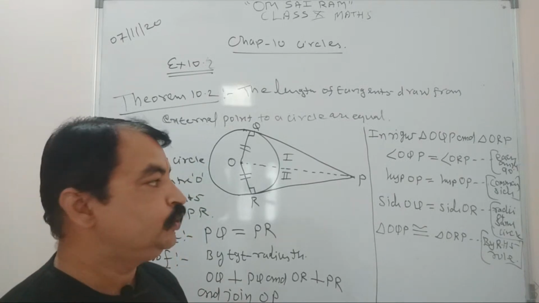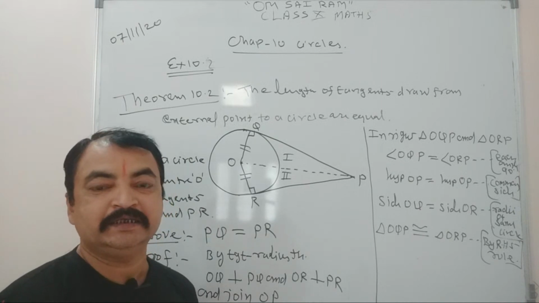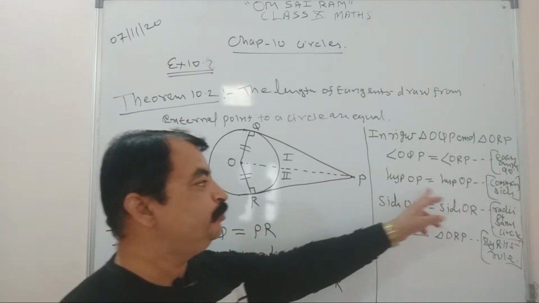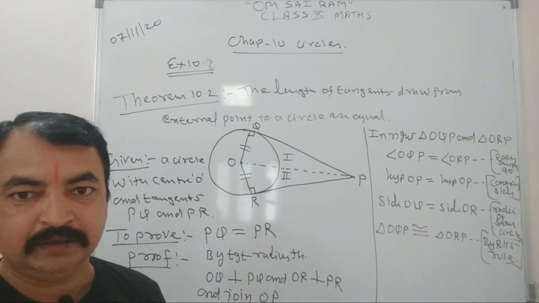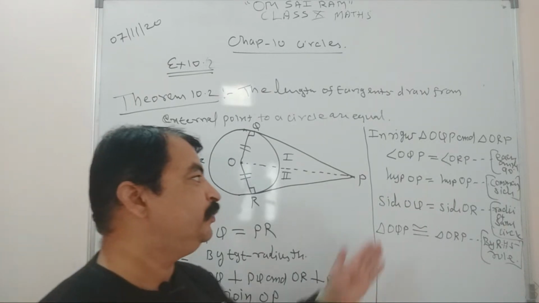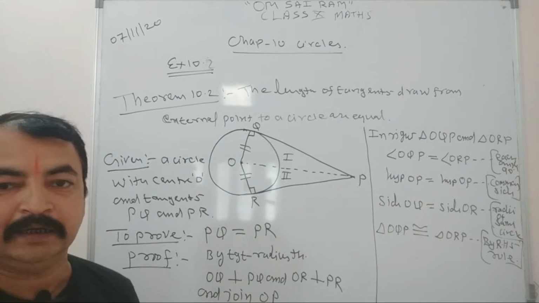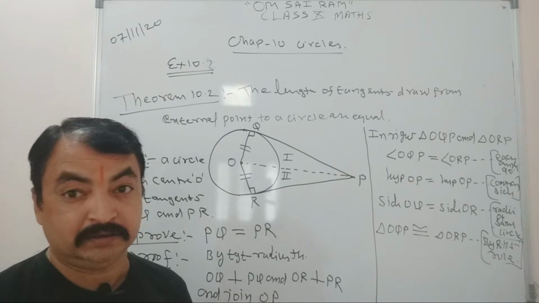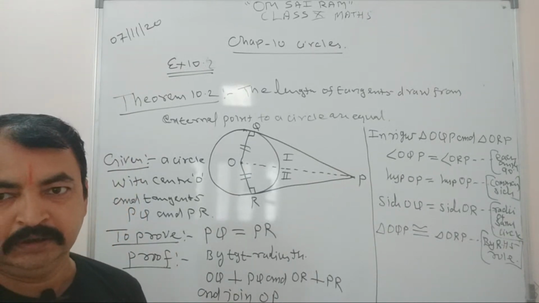It is not necessary, but if you write it, the concept will be more clear, children. Simply you can write OP equal to OP, Raj, it doesn't matter. But if you write hypotenuse OP equal to hypotenuse OP, the concept is more clear. It does not make any difference in the marks or weightage. You will get the full weightage, no doubt.